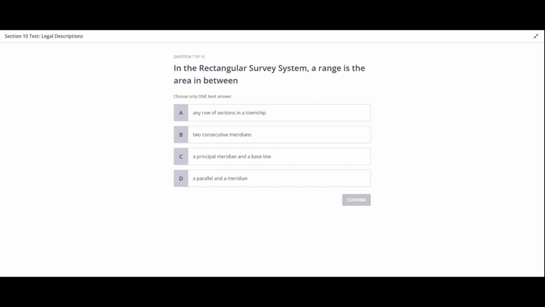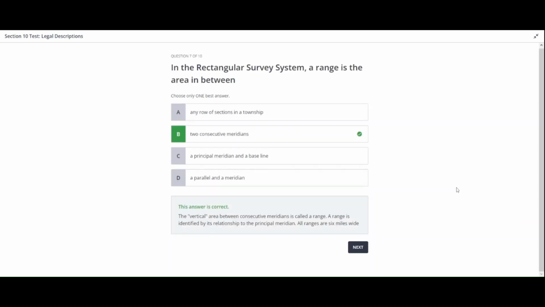Okay, the correct answer is going to be option B, 2 consecutive meridians. The vertical area between consecutive meridians is called a range. A range is identified by its relationship to the principal meridian. All ranges are 6 miles wide.